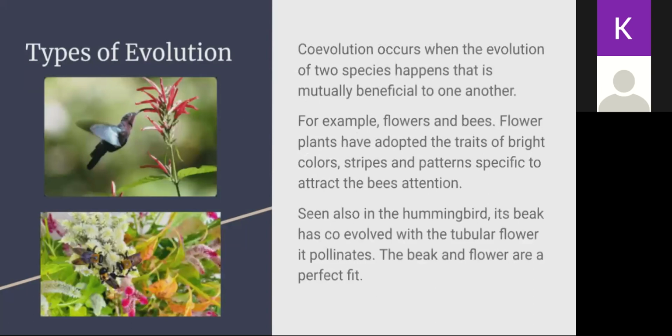Second is coevolution, which occurs when the evolution of two species happens in a way that is mutually beneficial to one another. For example, flowers and bees. Flowering plants have adapted the traits of bright colors, stripes, and patterns that are specific to attract the bee's attention. Also seen in the hummingbird in the left picture, its beak has co-evolved with the tubular flower it pollinates. The beak and the flower are the perfect fit.